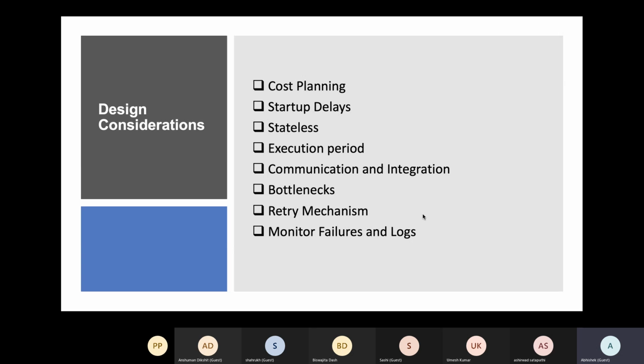For that, you need to handle this statelessness. You need to have mechanisms in place, either using durable functions or Redis cache. So those kinds of coding techniques you need to use.